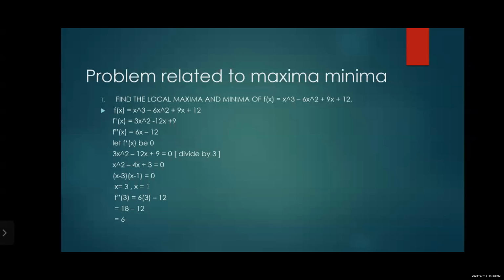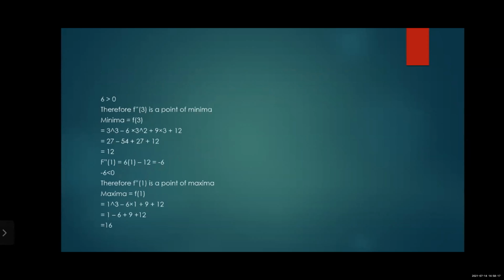After finding the value of x, we should substitute it in f double dash of x. When we substitute 3 in f double dash of x, we get 6 into 3 minus 12, which is equal to 18 minus 12, which is 6. It is equal to 6. 6 is greater than 0. So as I discussed in the first part on how to find the steps for maxima and minima, if f double dash of x is greater than 0, then it is a point of local minima.